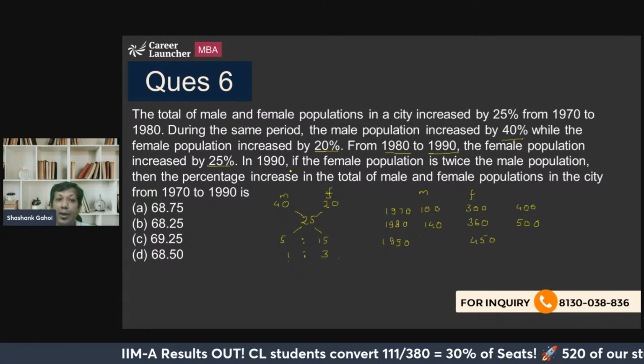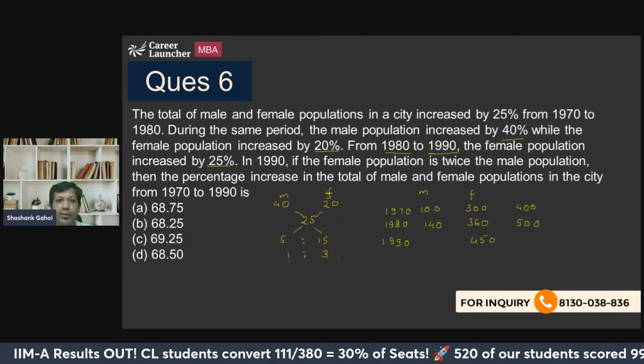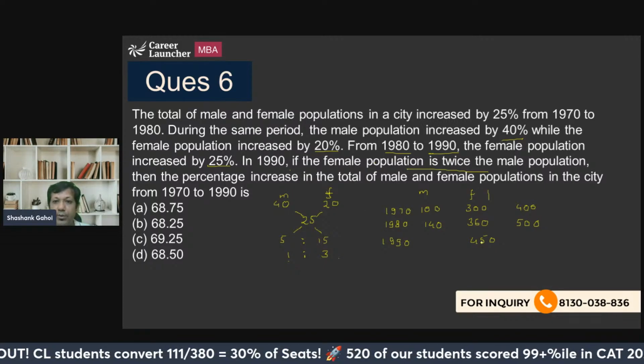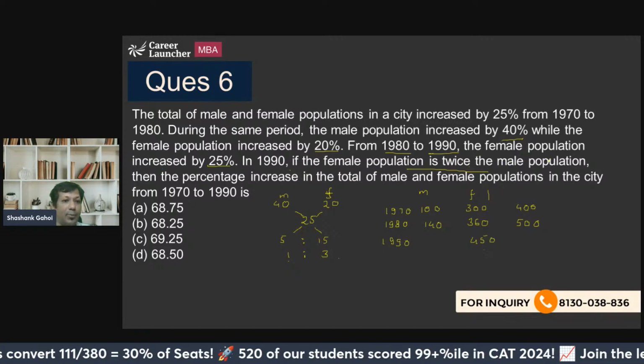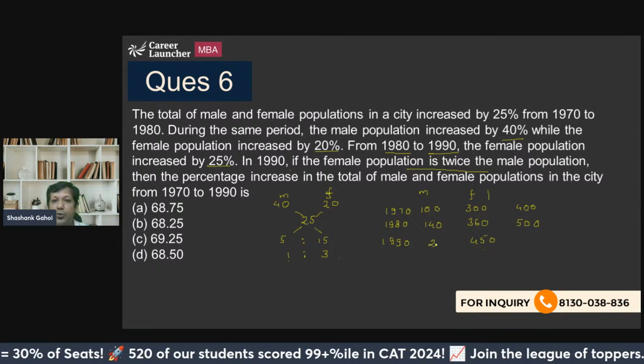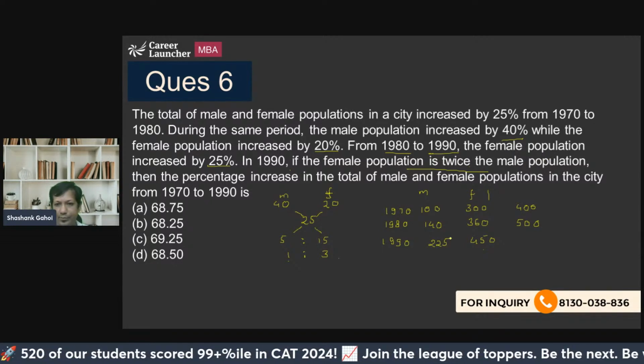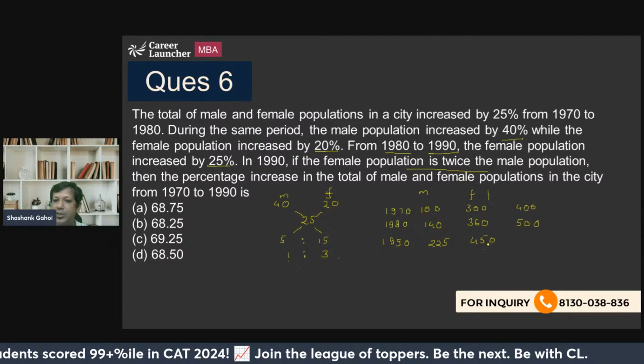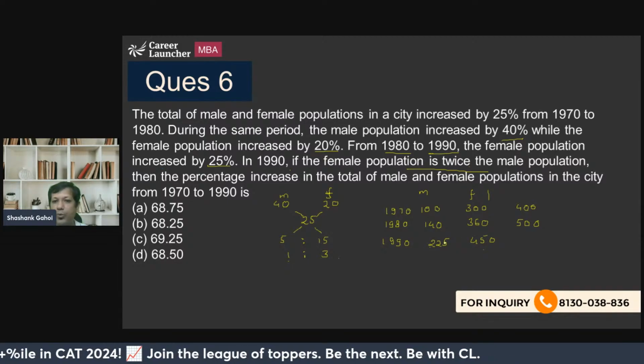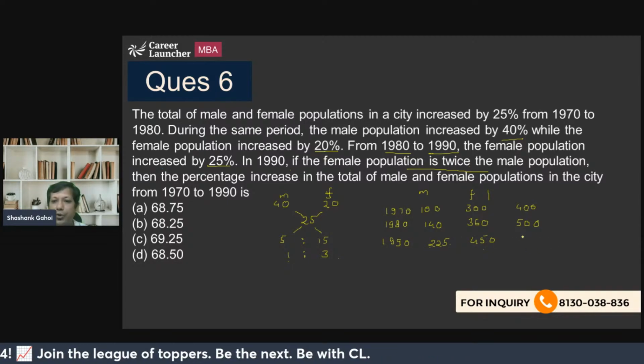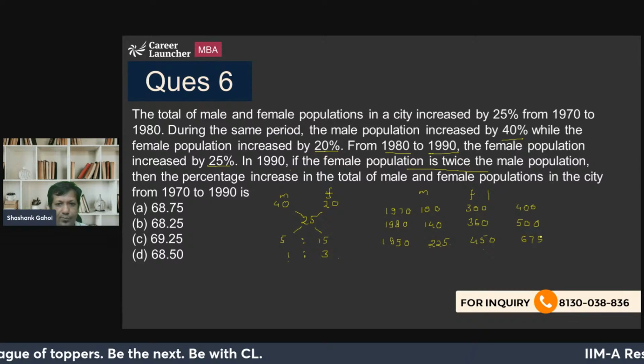Now, in 1990, the female population is twice the male population. So the male population is going to be 225, and the female population is 450. So the total is going to be 675.